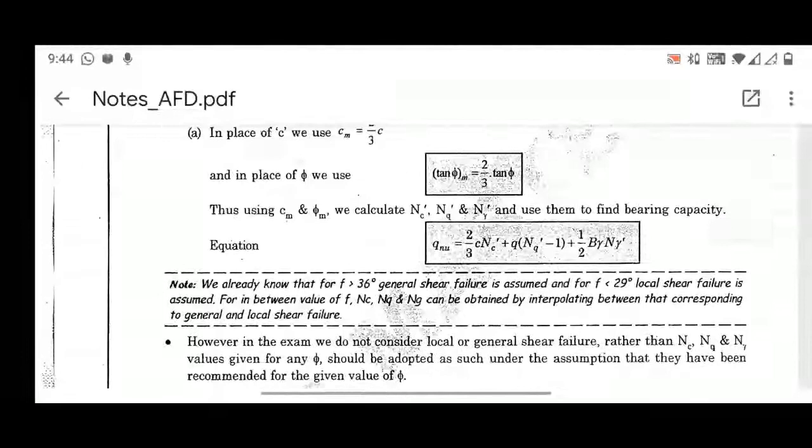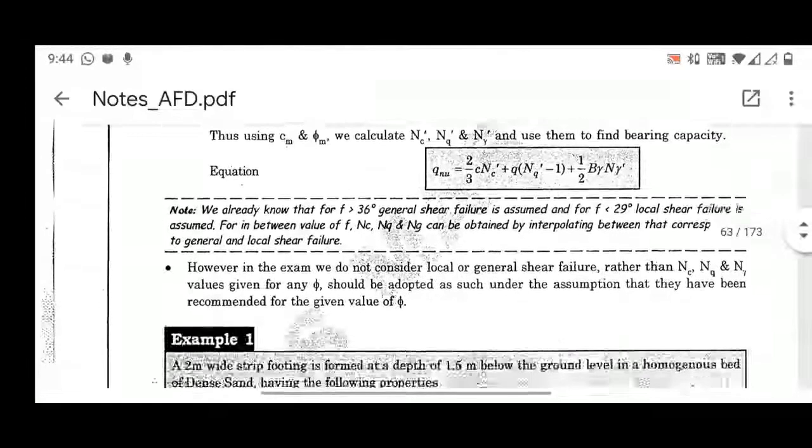For the angle of internal friction less than 29 degrees, we have local shear failure, and in between this we have the punching shear failure. For in-between values, the Nc, Nq, and N gamma can be obtained by interpolating between the values corresponding to general and local shear failure.